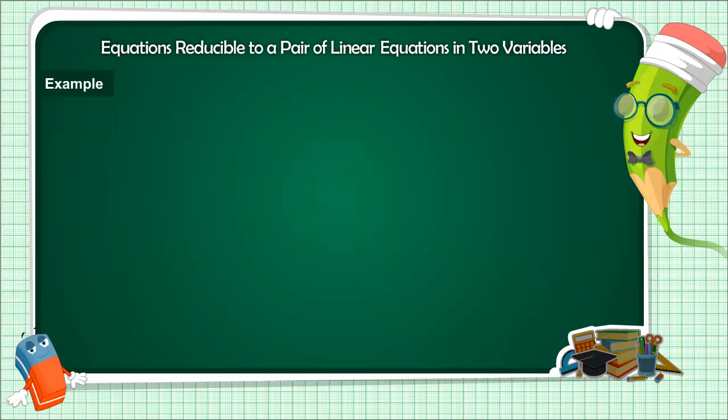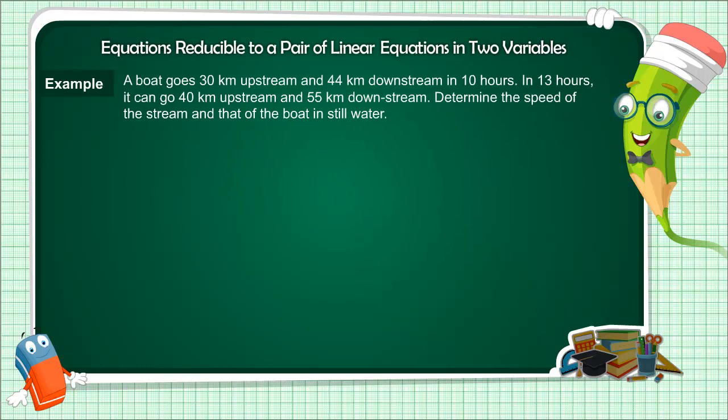Let's see one last example. A boat goes 30 kilometers upstream and 44 kilometers downstream in 10 hours. In 13 hours, it can go 40 kilometers upstream and 55 kilometers downstream. Determine the speed of the stream and that of the boat in still water.